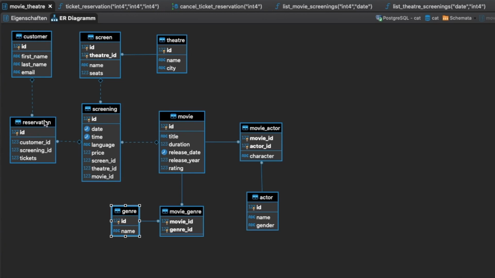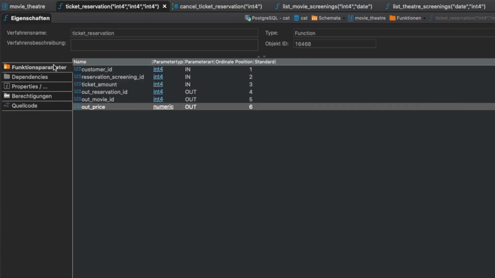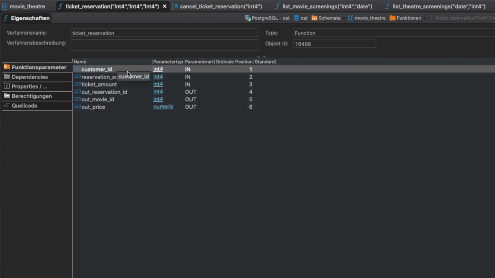The existing database consists of 10 tables, with movie screenings at different theaters, the movies shown, and their actors and genres. We can also see the customers and reservations. There are 4 transactions using user-defined functions, which also represent the tasks the conversational agent should support. Have a look at this ticket reservation transaction.